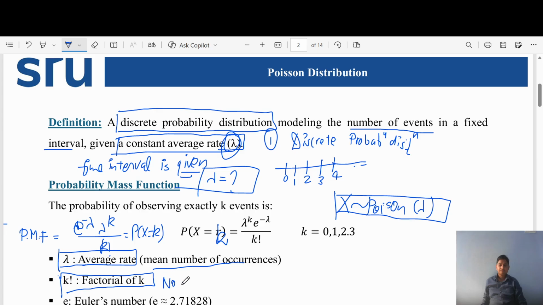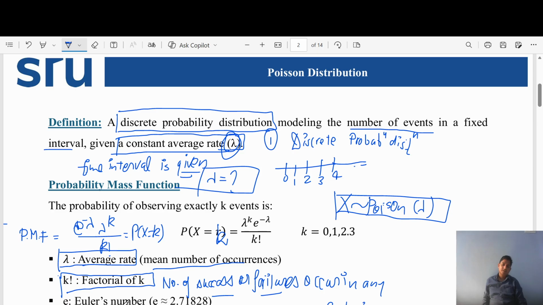K is the number of successes or failures that occur in any experiment or event. And e is Euler's number.